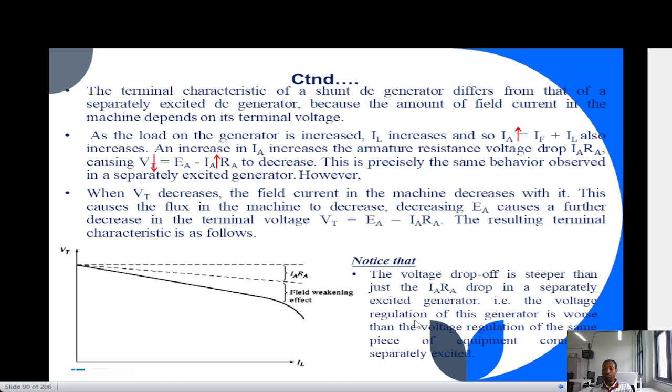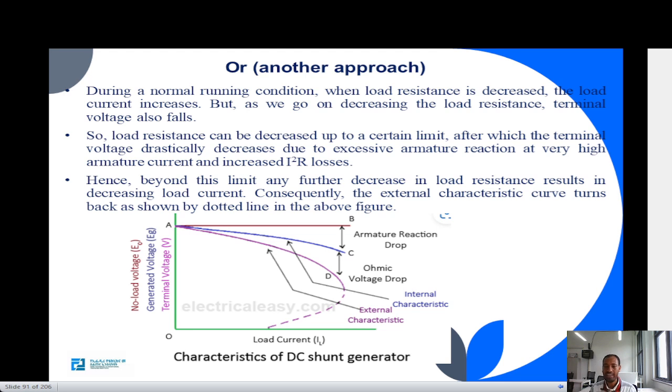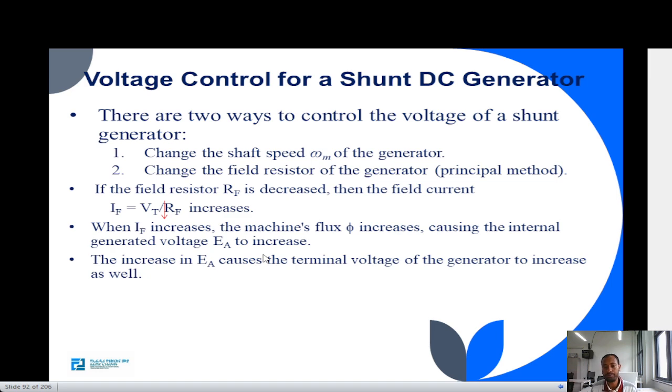That is, the voltage regulation of this generator is worse than that of the separately excited generator because it drastically decreases when compared with a separately excited generator. This is another approach of what I have said before. You can go through that.